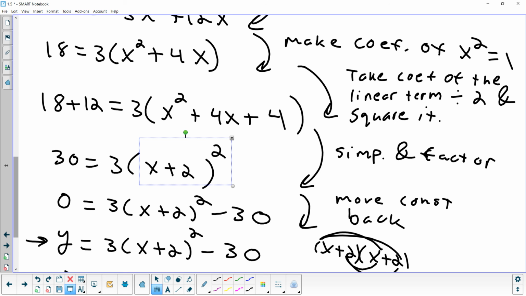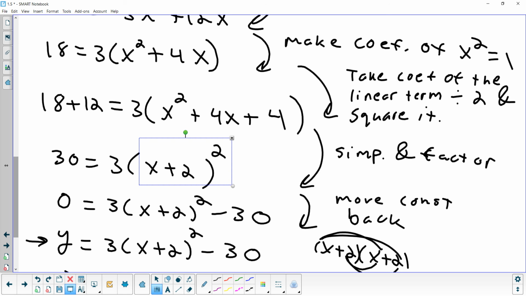Any question on that? You can always FOIL this back out, which doesn't mean square this and square this. To FOIL, you got to do all those steps. But if you FOIL that back out, you should get that back exactly.